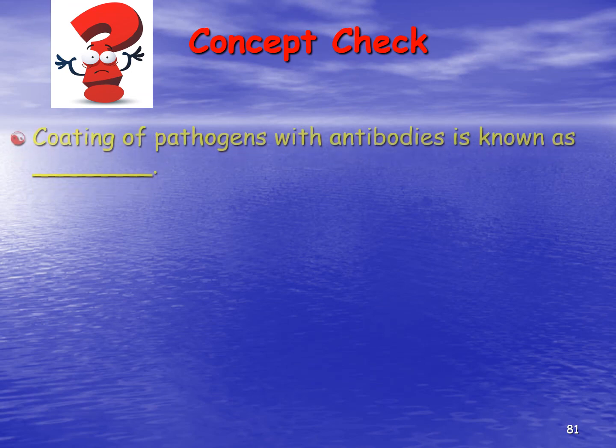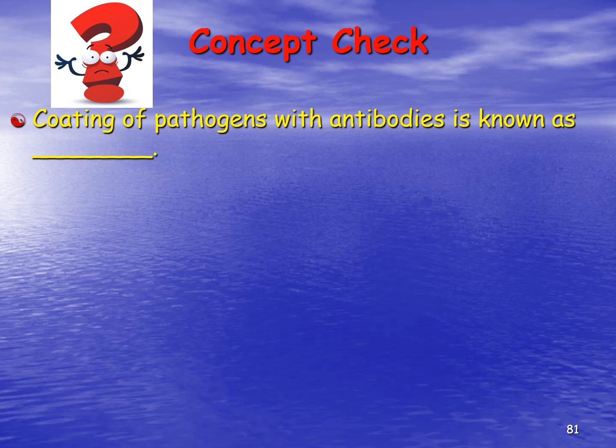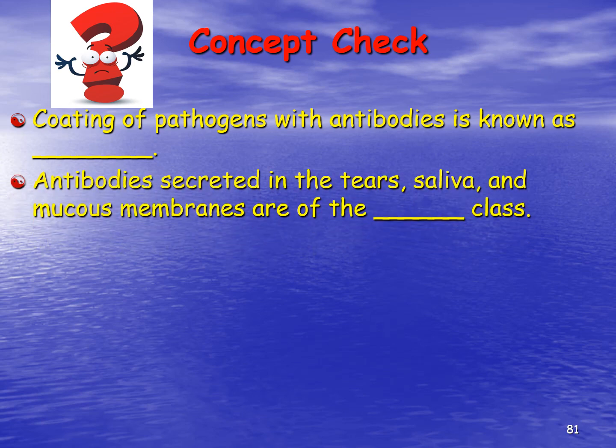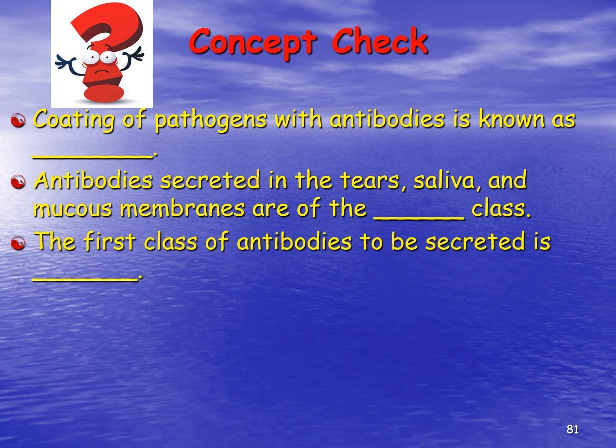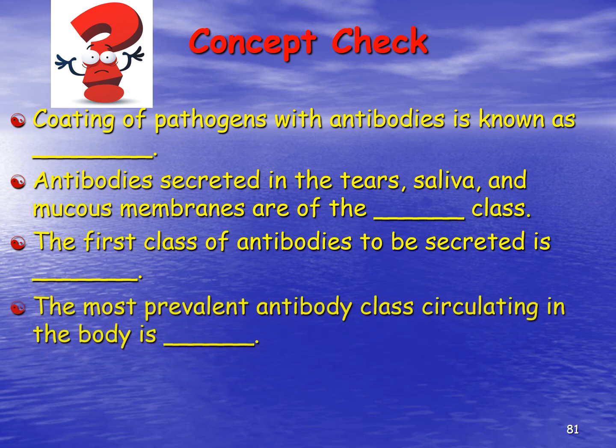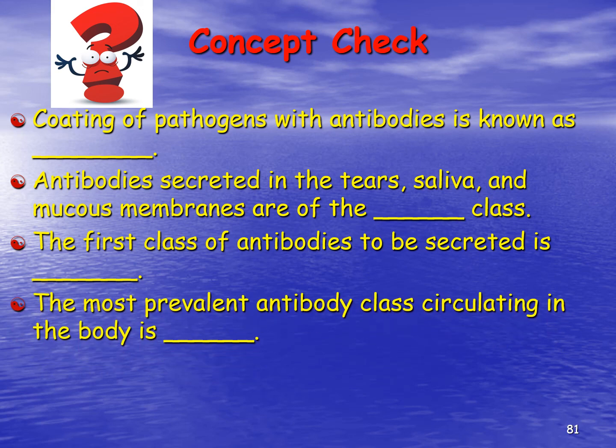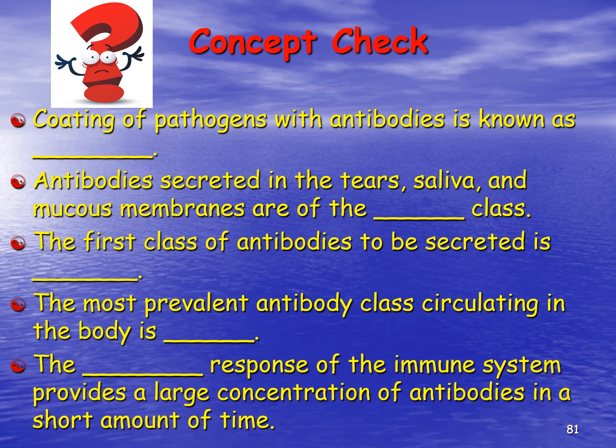So, coating of pathogens with antibodies is known as what? Antibodies secreted in the tears, saliva, and mucous membranes are of what class of antibody? And the first class of antibody always to be secreted, especially in a primary immune response, is going to be what class? The most prevalent antibody class and the only class to cross the placental barrier is what? And the blank response of the immune system provides a large concentration of antibodies in a very short period of time.